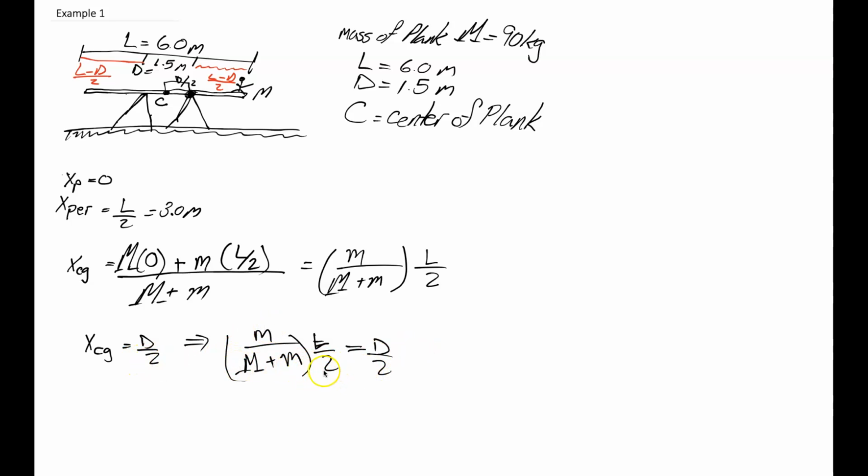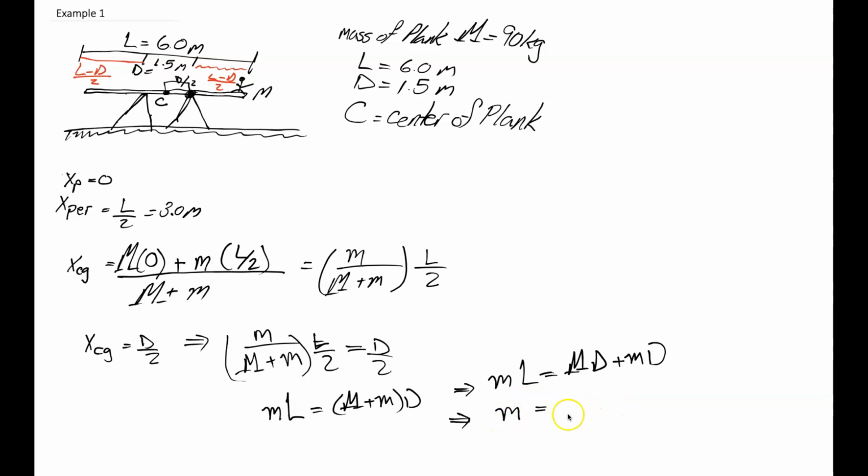And if we multiply everything by 2 times big M plus little m, we get m L equals quantity big M plus little m times d, which implies that little m times L equals big M times d plus little m times d, which means that little m by itself is going to be d over L minus d times big M.